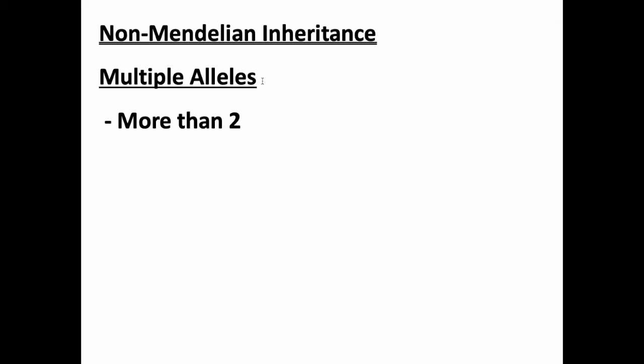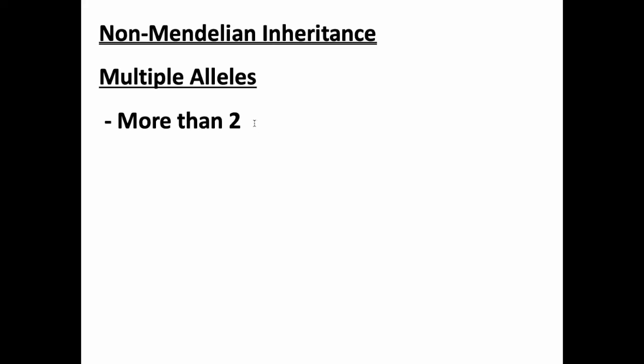So this is another example of non-Mendelian inheritance. You could have more than two. In the first part of this chapter, we had a purple allele and a white allele, just those two options, but alleles are simply different versions of a gene.